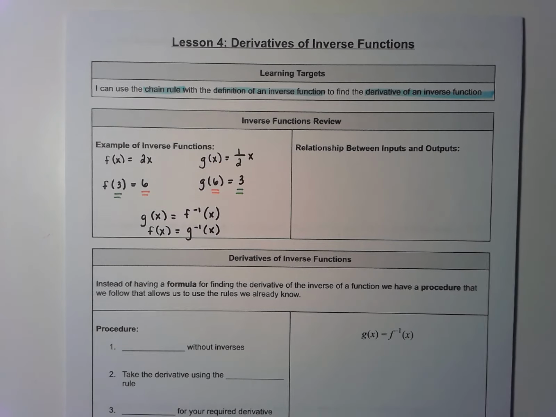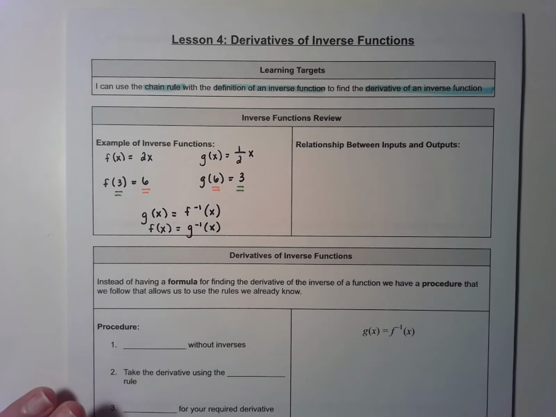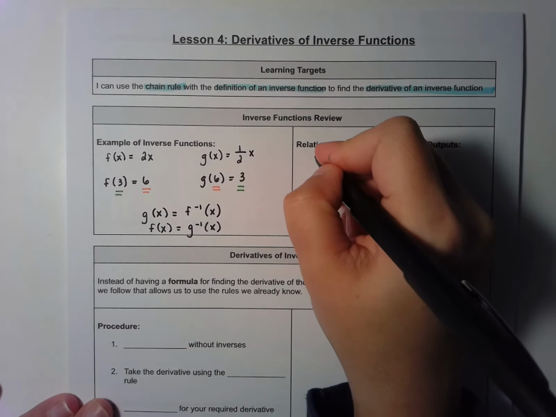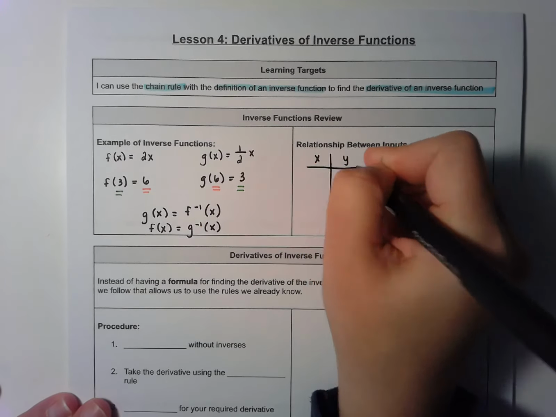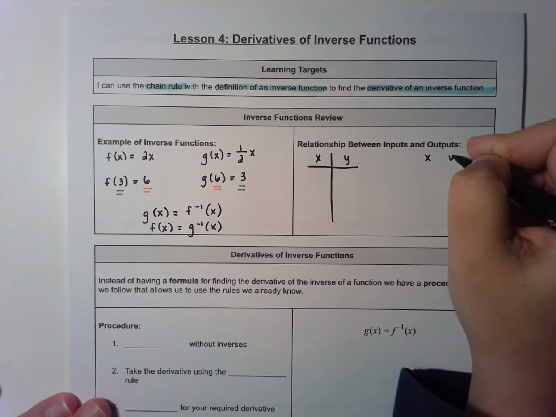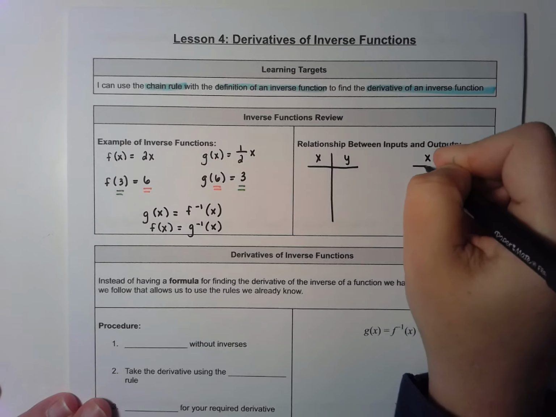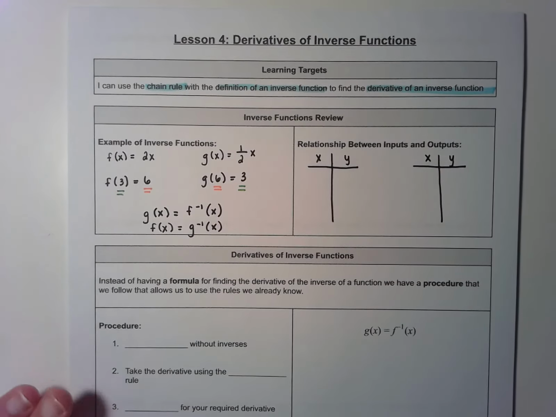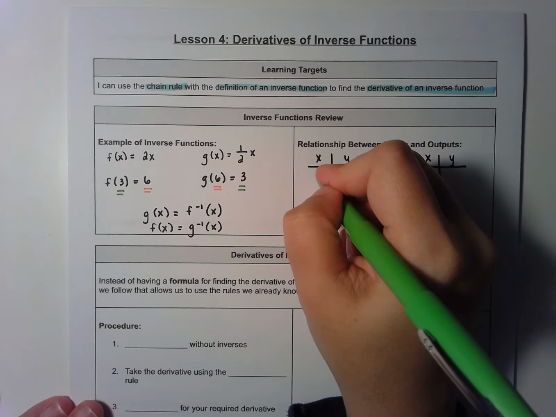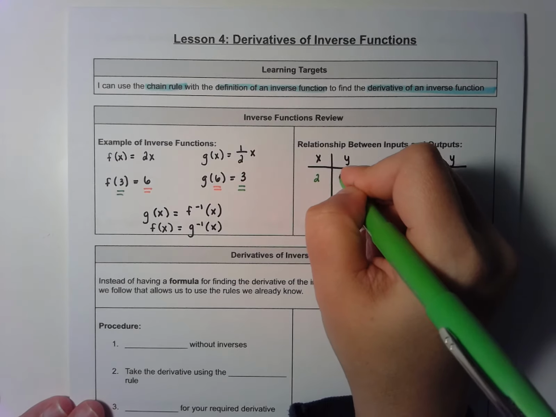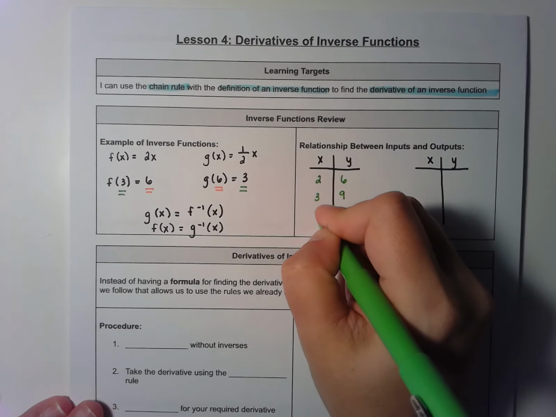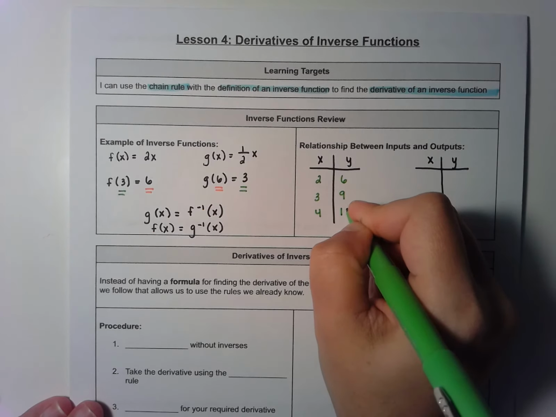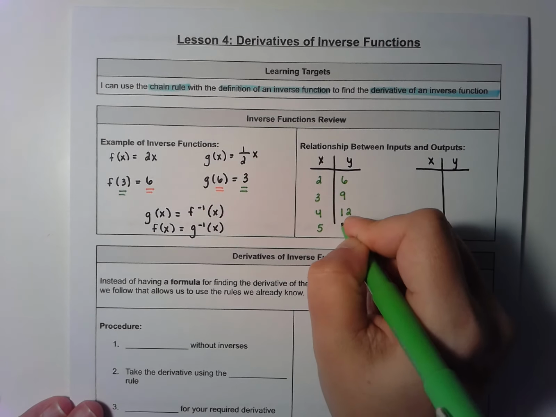Okay, now what is the relationship between the inputs and the outputs? This is going to be one of the most important things that we need to know about inverse functions. So here's the rule for the relationship between inputs and outputs of inverse functions. Let's say that we're going to make some tables that talk about two functions that are inverses of each other. And let's say that I know that when I plug in the number 2 here, I get 6. When I plug in the number 3 here, I get 9. When I plug in the number 4 here, I get 12. And when I plug in the number 5 here, I get 15.